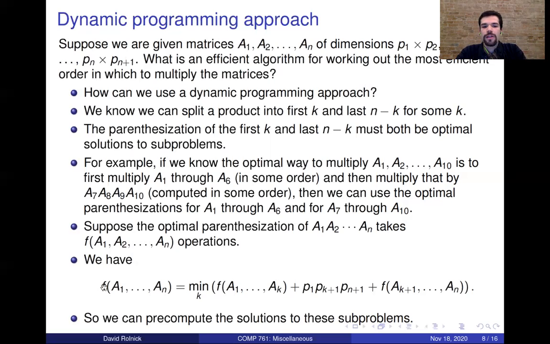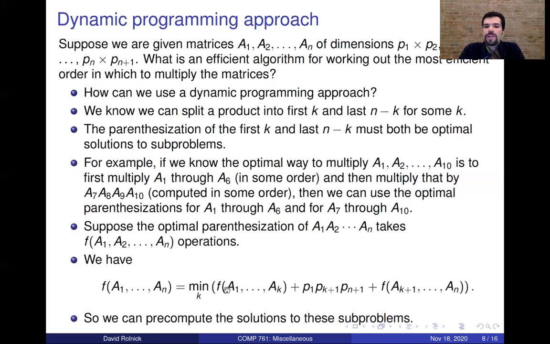We're computing the minimal number of operations to multiply all n together, and we're saying, okay, there are many ways that we could have decided to multiply the first k and then the last n minus k separately, and then bring those together. That could be our last multiplication. So for example, we could have a1, a2, a3 multiplied together, and then a4, a5 separately multiplied together. And then we'd have to recursively work out what's the best way to multiply a1, a2, a3, and what's the best way to multiply a4, a5.